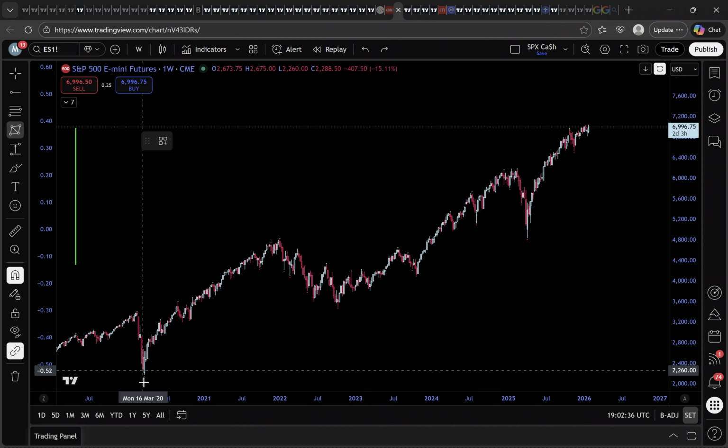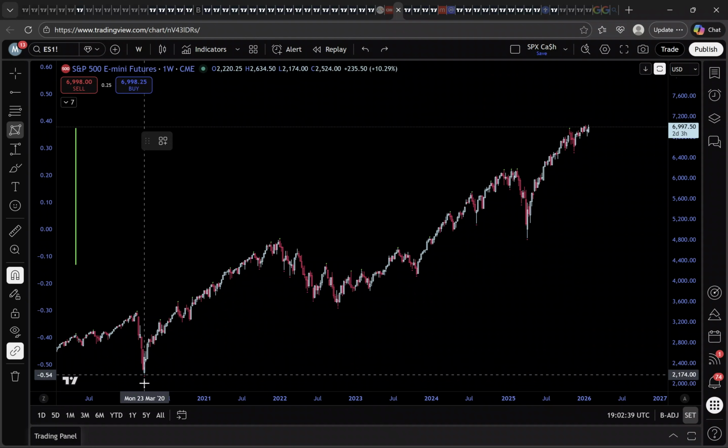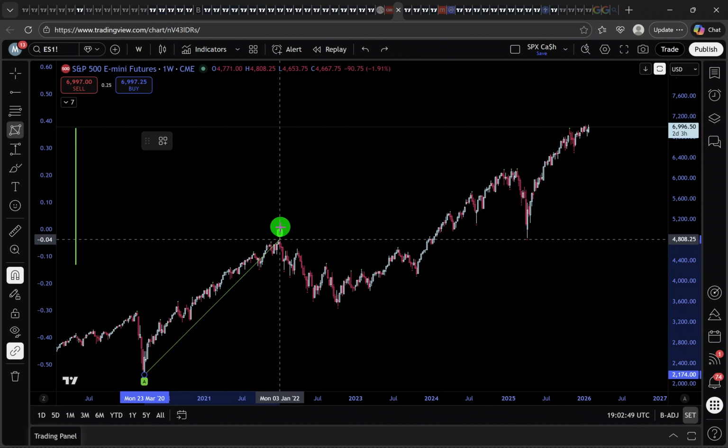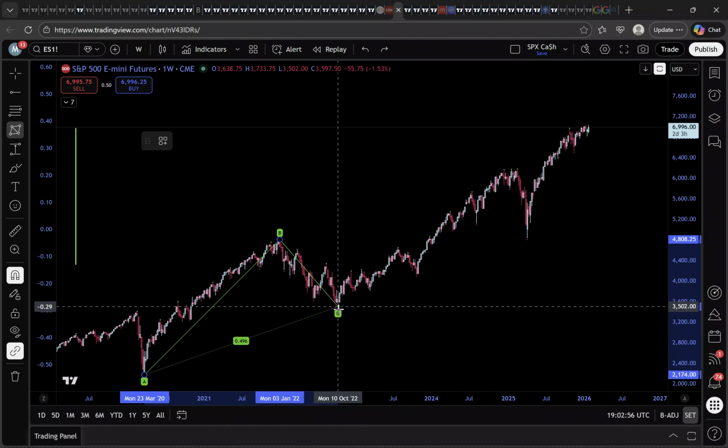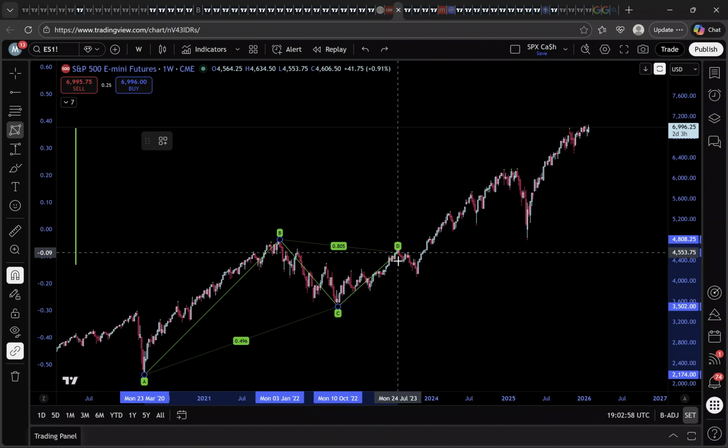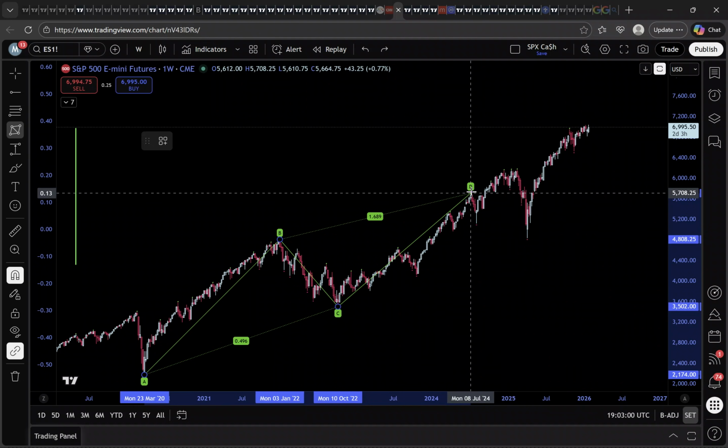So this is the actual application of this, by the way, is AB equals CD. This came from Gartley's book, Profits in the Stock Market, I believe 1938, when he notices symmetrical moves in the marketplace when they occur and how they can be predictable. So you click A, bottom of pandemic, B is the top of 2022, C is the retracement, 2022, and D, look at this.